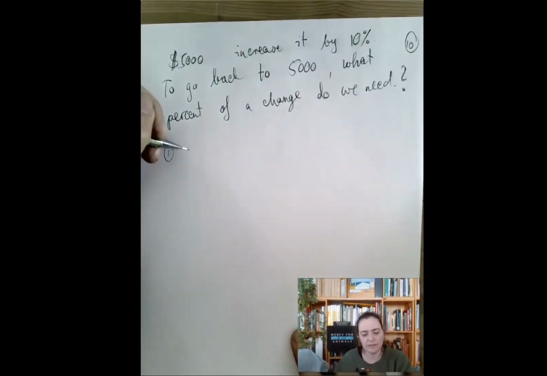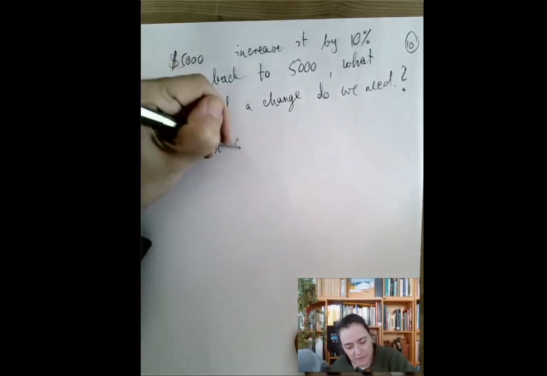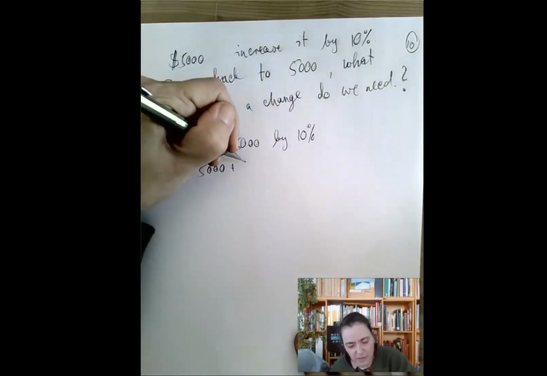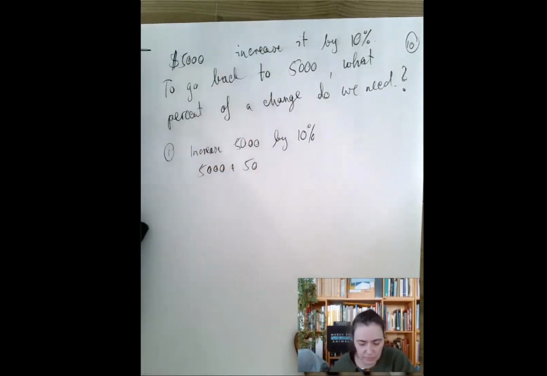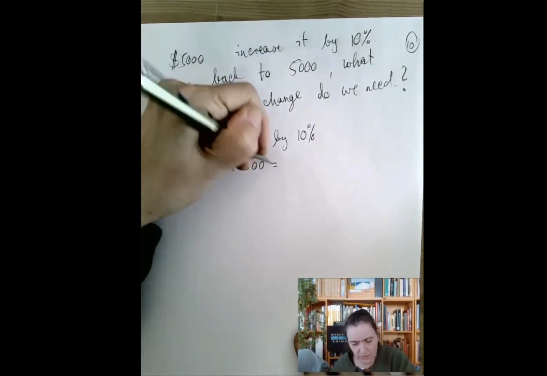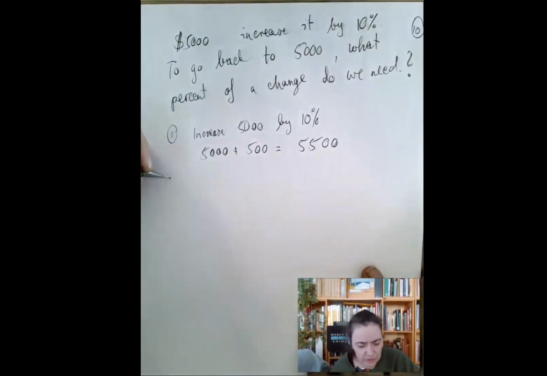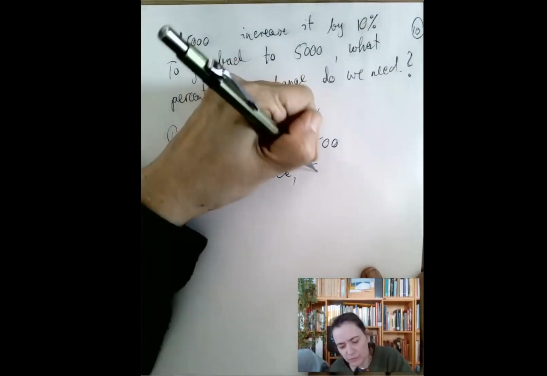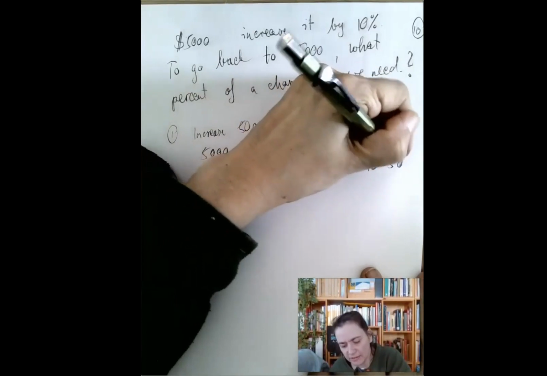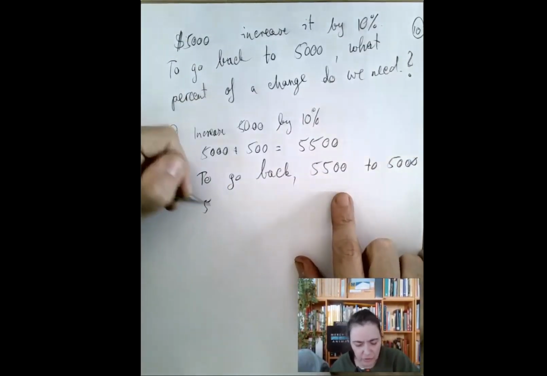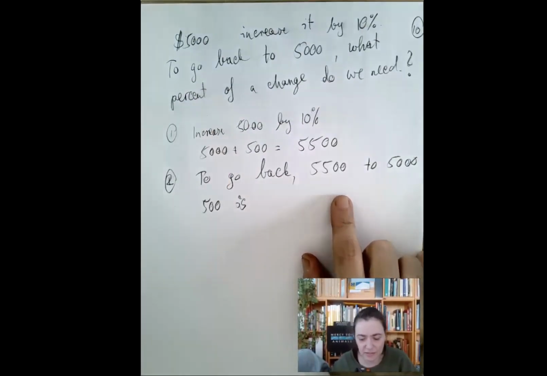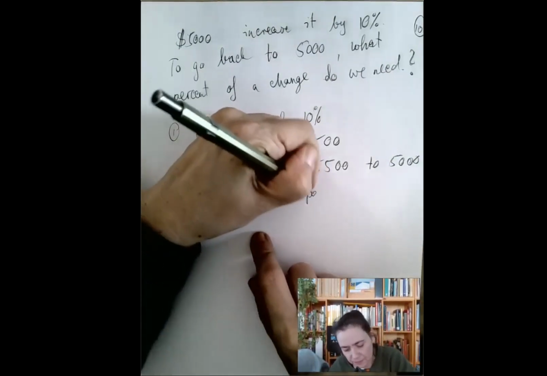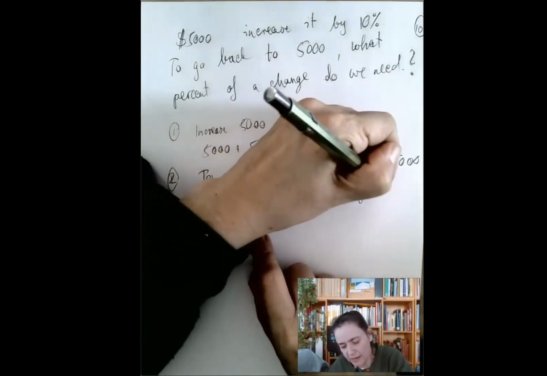All right, so first increase 5,000 by 10%. That's 5,000 plus 500. Oh no, yeah, it's 5,500. Okay, to go back, we have to go from 5,500 to 5,000. So we have to ask 500 is what percent, and why it's going to be a disgusting number is this is going to be the off number now. 500 is what percent of 5,500?